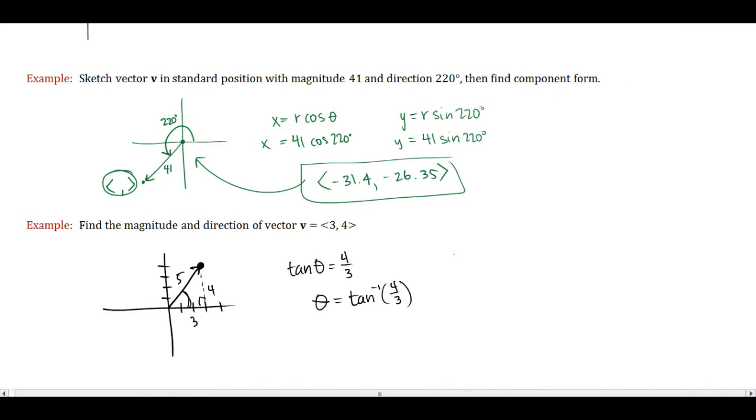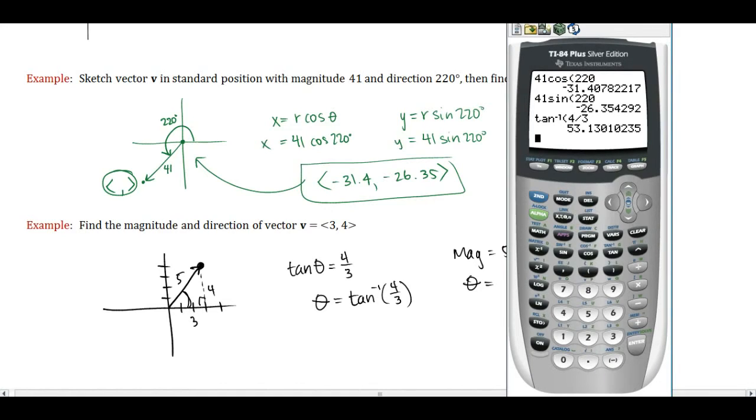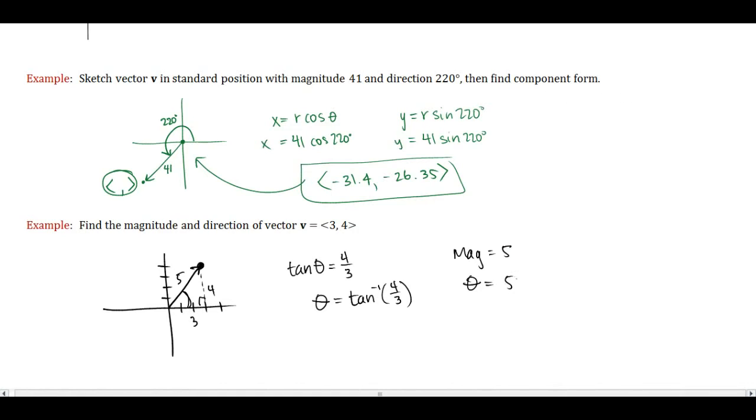So there you go. I know the magnitude is 5, and I know the angle, the direction, is about 53.13 degrees. And I have given you the magnitude and direction of a vector. Beautiful. Let's have you give it a try, and then we'll try some bearings problems.